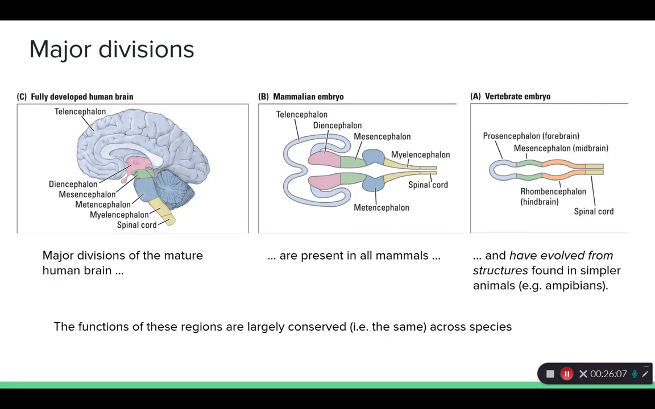So, in mammals, we divide the central nervous system into six major parts, and the parts are named here. I guess it's seven. It's six if we include the spinal cord. So we start with the spinal cord. We have the myelencephalon, metencephalon, mesencephalon, diencephalon, and telencephalon.